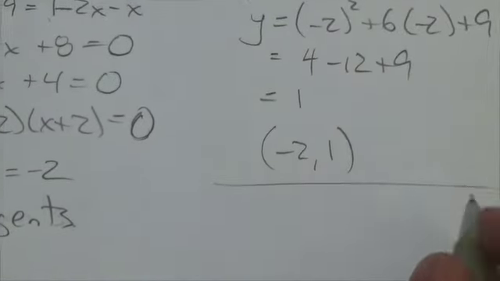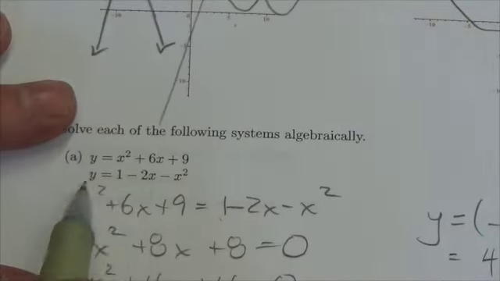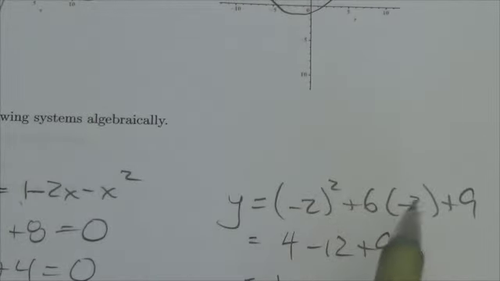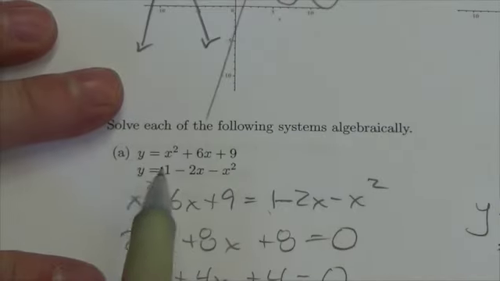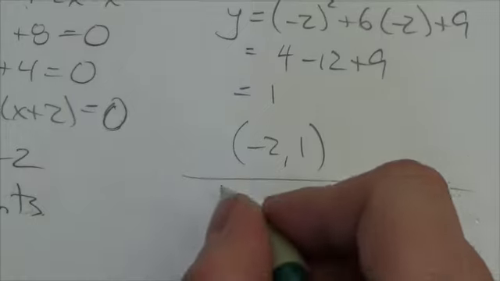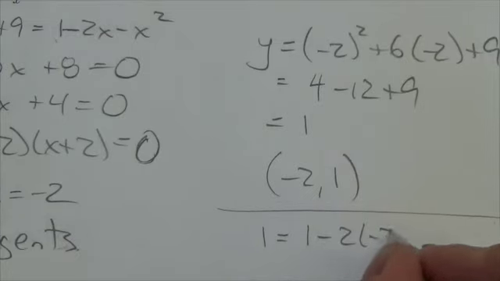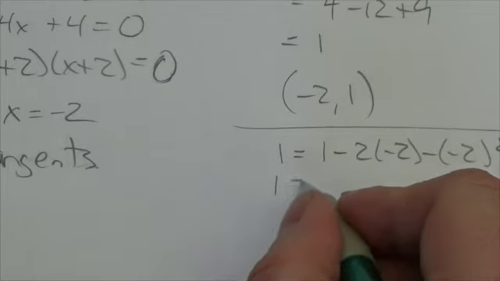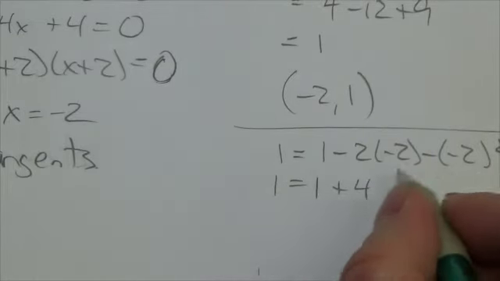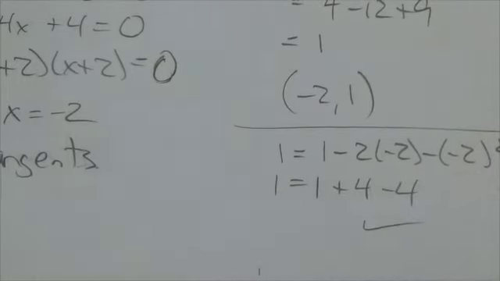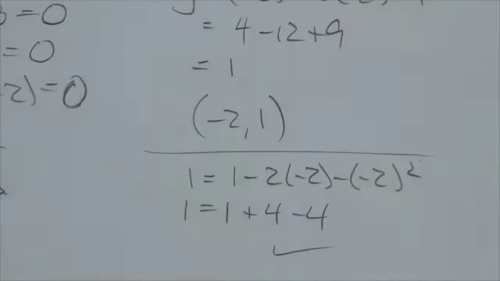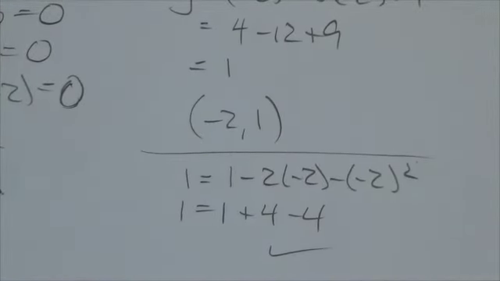If I want to verify this, I would go to the second equation, because I used the first equation to get the y coordinate. I'm only going to use the second equation to check it. So I'm suggesting that 1, plugging it into here, is equal to 1 minus 2 times negative 2 minus negative 2 squared. So it's going to be 1 plus 4 minus 4. Well, yeah, that works. So it turns out that is true. The solution to that system is negative 2, 1.